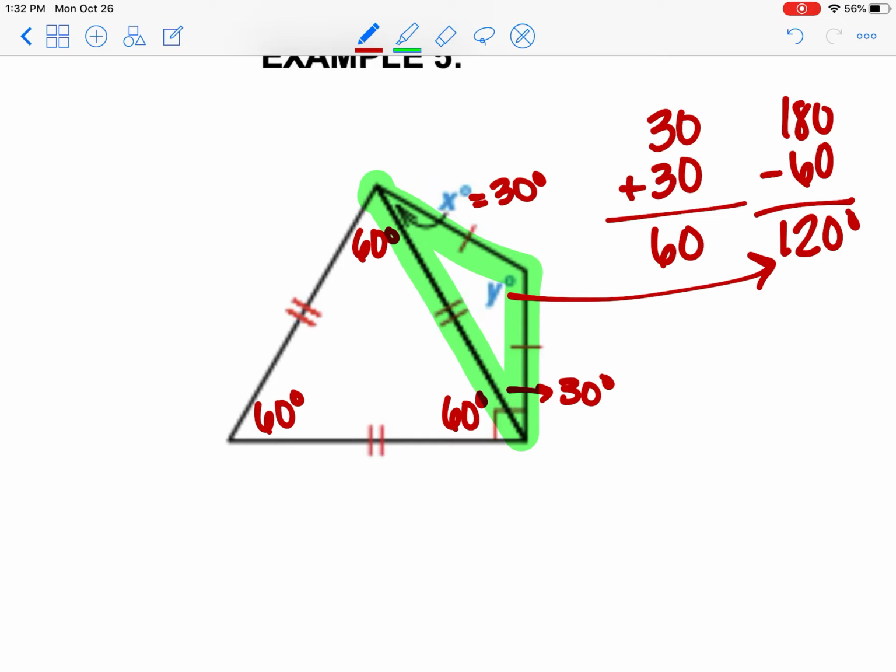So break that triangle into two pieces. Don't look at it as one big picture. Look at it as two separate pictures. One, we have an equilateral triangle. Use that information. And then look at your other triangle and transfer your information over.